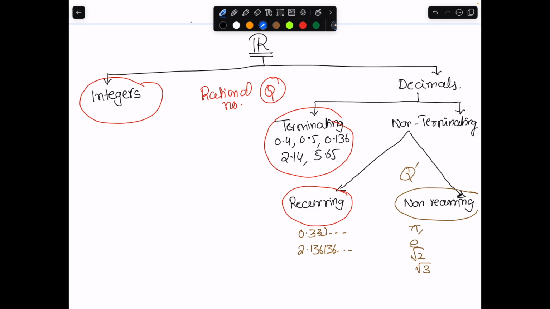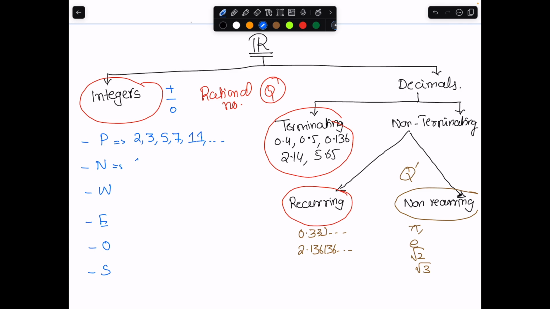Similarly, integers can be classified into many categories. We have prime numbers, natural numbers, whole numbers, even numbers, odd numbers, and square numbers. We can classify them into multiple categories. Integers, we know, can be positive, negative, or 0. Whereas prime numbers are those numbers which are only divisible by themselves, starting from 2. So 2, 3, 5, 7, 11, and so on and so forth.